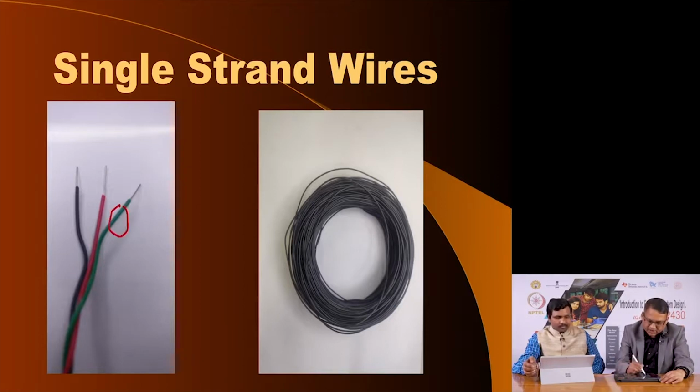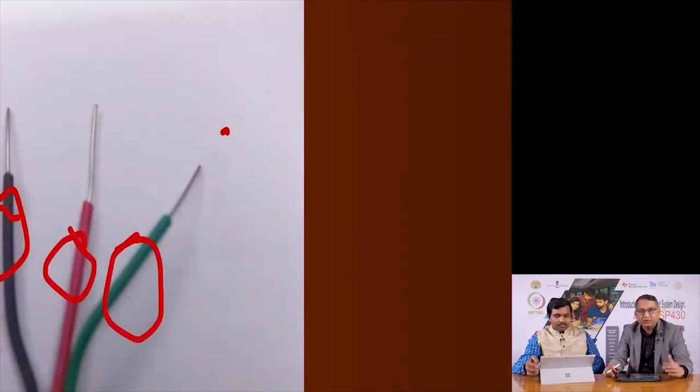like here you see this is green insulation, this is red insulation and this is black insulation, you have a single strand of copper wire. This may not appear like copper, and that is because it is covered with tin that protects it from oxidation. So, these are the kind of wires that we recommend you to use. Why? Because it is very easy to insert.